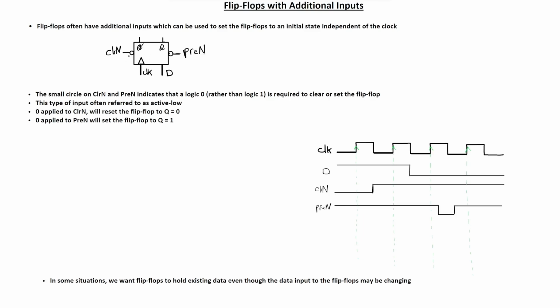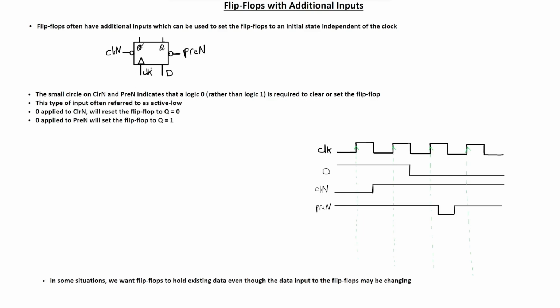inputs. The small circle, the bubble here, or the inverter, indicates that a logic 0 rather than 1 is required to clear or set the flip-flop. In other words, this type of input is often referred to as active low, which means a low voltage or logic 0 will activate or enable the clear and the preset inputs. When 0 is applied to the clear N, this will reset Q to 0. And when 0 is applied to the preset input, this will set the flip-flop to Q equals 1.